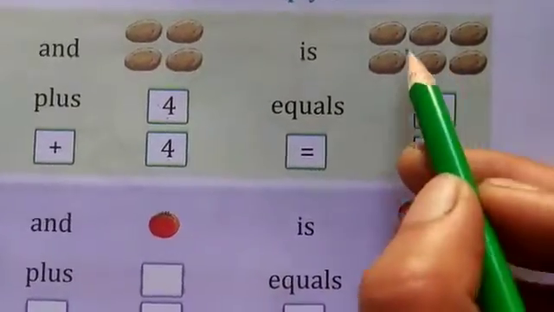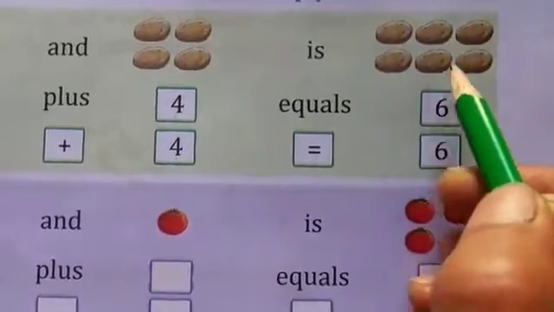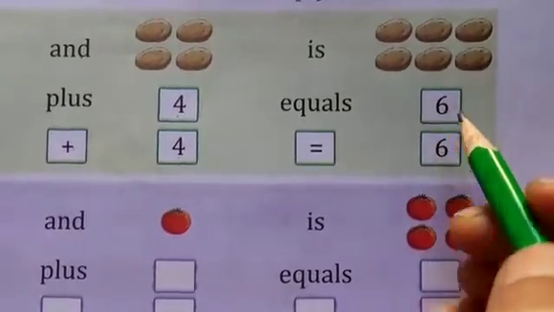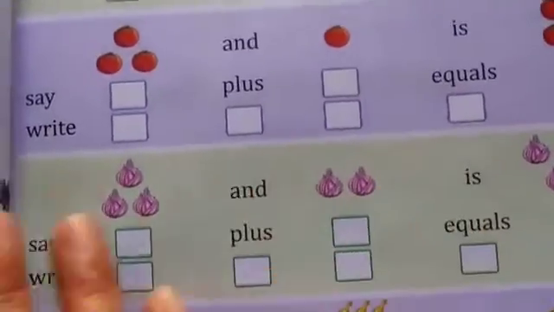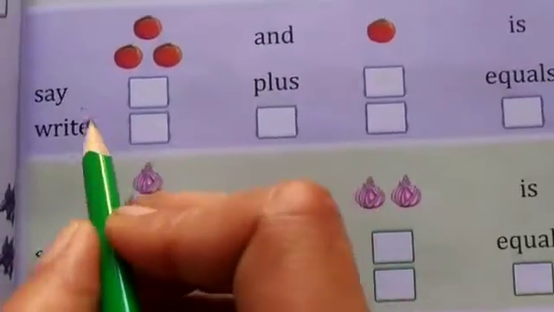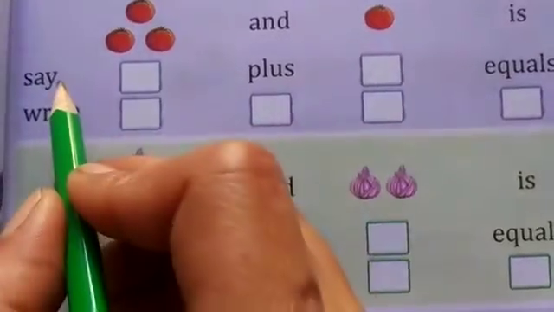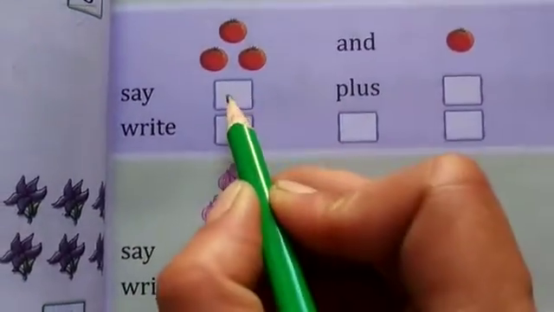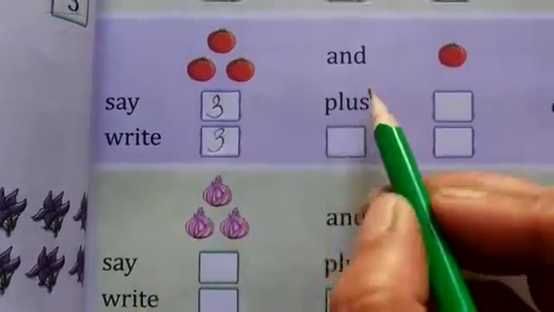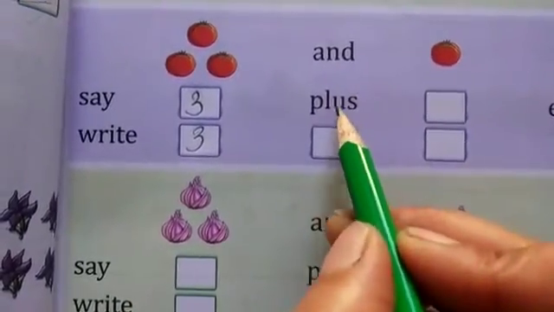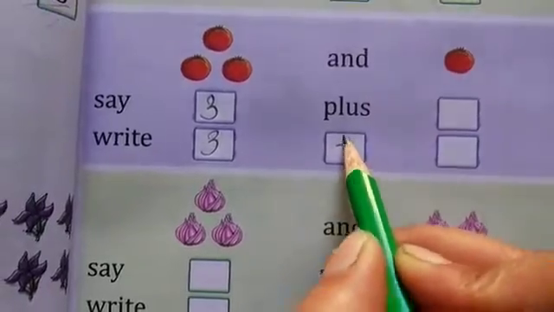Then we add all the potatoes. 1, 2, 3, 4, 5, 6. So what do we say? 6. Then we write 6. Okay. The same thing we will write in the next questions. 1, 2, 3. What do we say? 3. So we write here 3. Then again write 3. And "and" means plus. Plus means the symbol of addition.